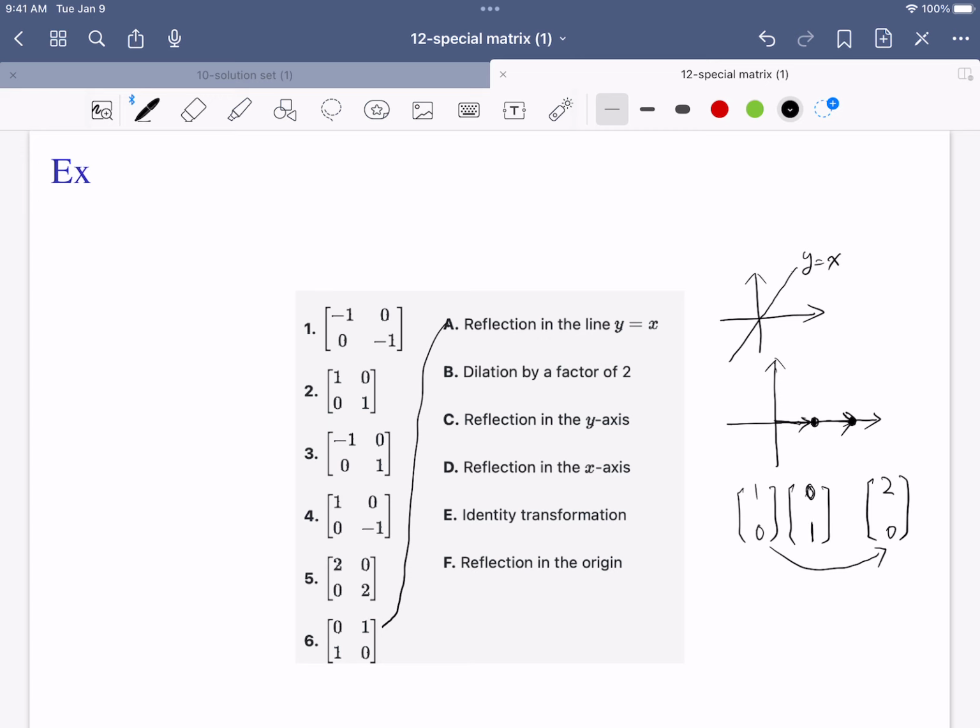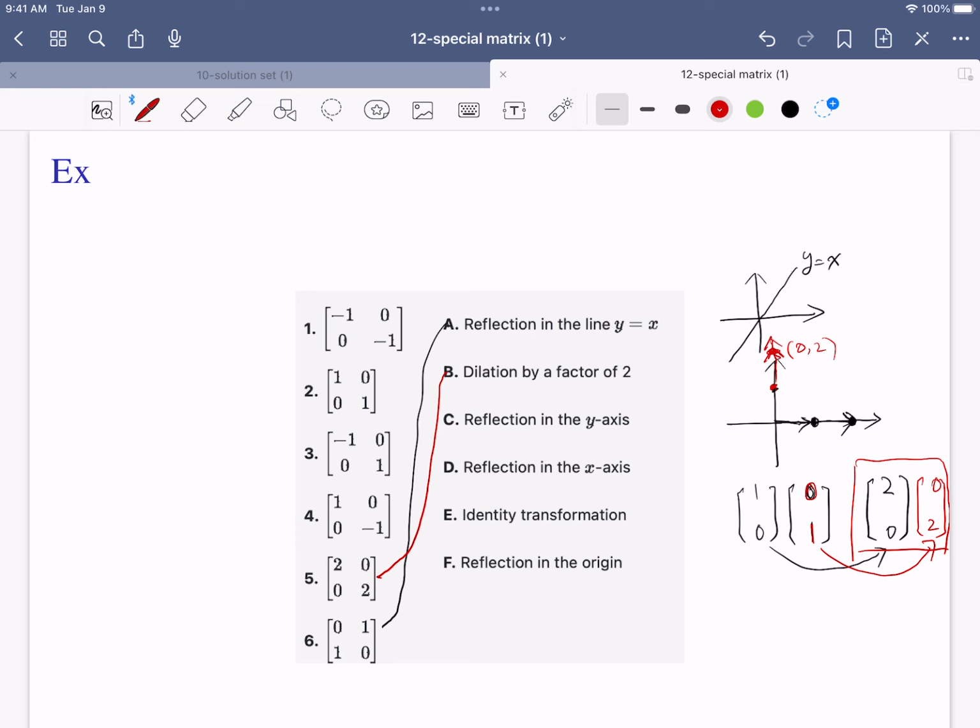And what is 0, 1? 0, 1 is the point here, and if you enlarge it, you get this point. 0, 1 becomes 0, 2. So this is 0, 2. Now what is the matrix corresponding to this dilation? The matrix is given by these two columns. So we can see that dilation is the same as this matrix.